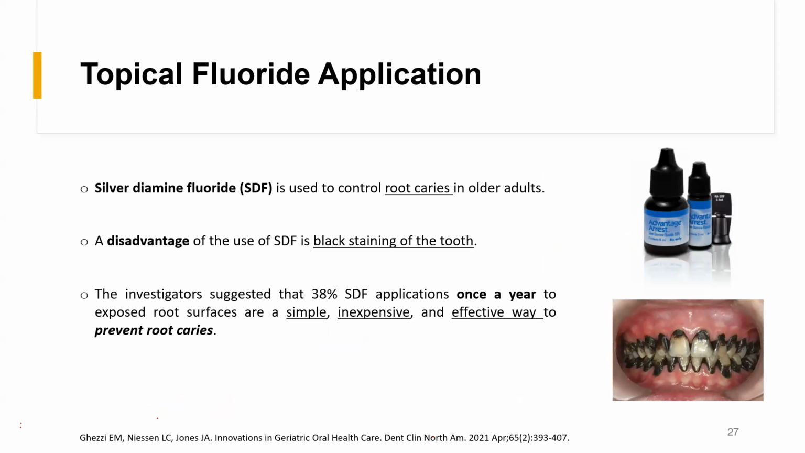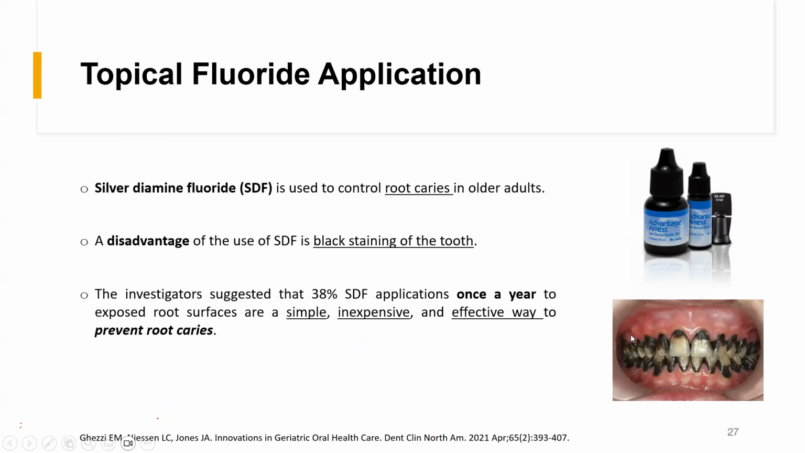Now, root caries, as we discussed before, is common among older adults, and silver diamine fluoride is a type of fluoride that contains a high concentration of fluoride. Usually, its concentration is 38%. And it can be used to control the root caries in older adults. However, the disadvantage of the use of silver diamine fluoride is the black staining of the teeth, as we see here in the photo. So it's important to inform the patient of this side effect.